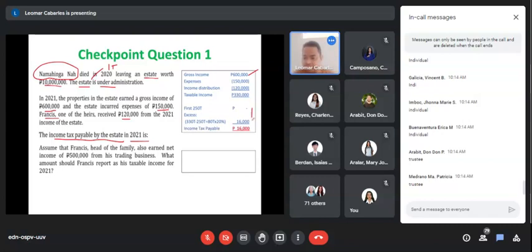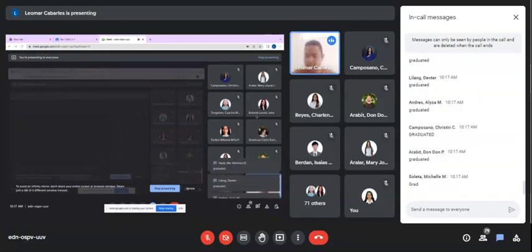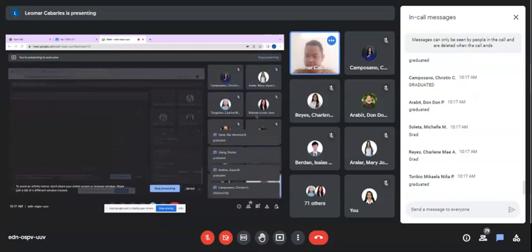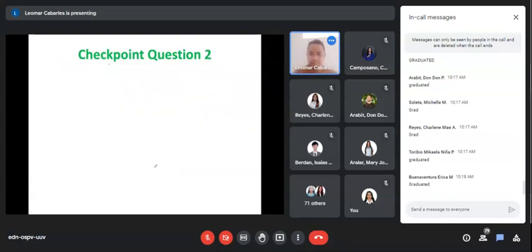So paano kinompute yung tax na to? Using what? Graduated or RC? Graduated. Because again, the estate is an individual affair. Now, assumption, second question, that Francis, head of the family, also earned 500,000 from his trading business. So, paano mo i-report yung taxable income niya? Hindi lang yung 500,000, but also the income distribution. So, therefore, the taxable income is 620,000. So, hindi na natin kinompute yung income tax payable because it's not asked naman. What asked lang is the taxable income. Okay?